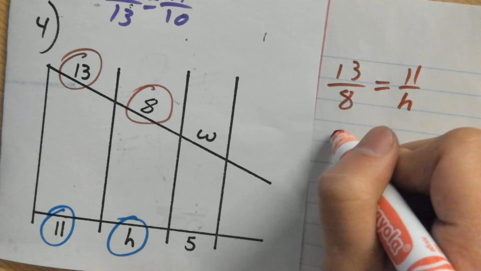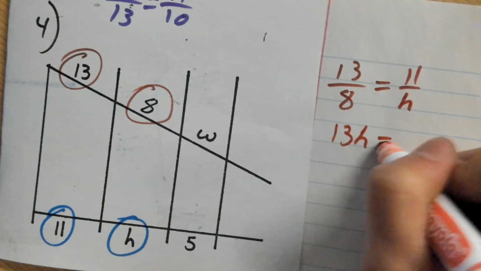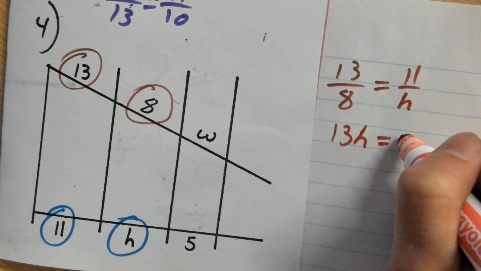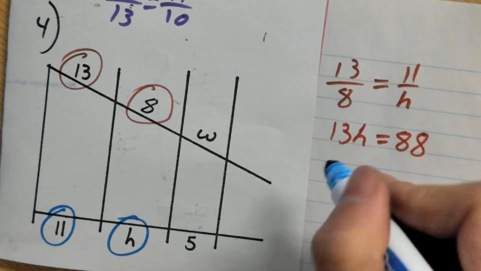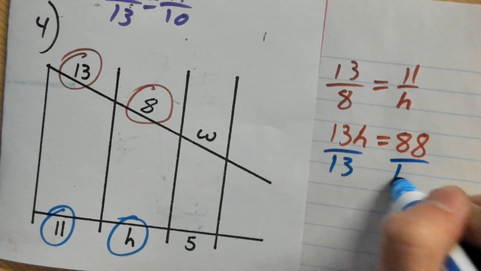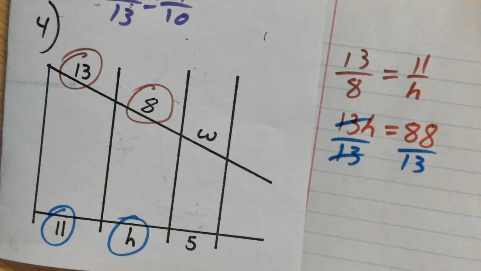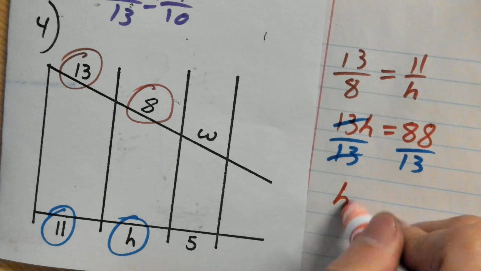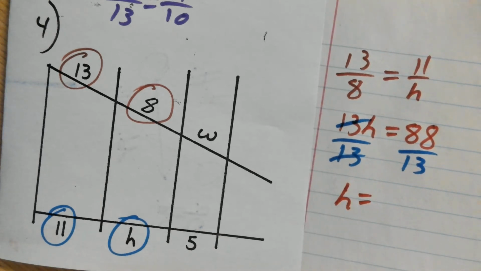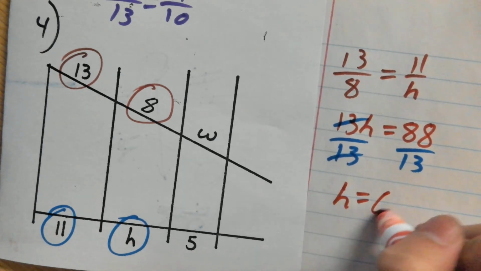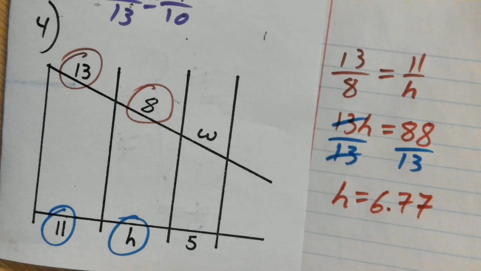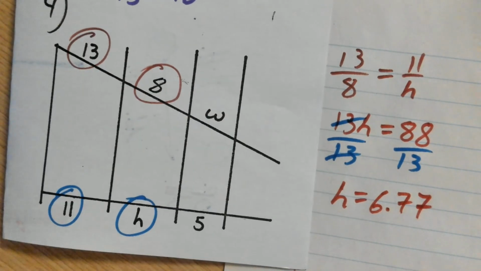Let's find the value of H. So cross multiply, I'm going to get 13H equals 8 times 11, that's going to give me 88. Let's leave H by itself, so let's divide both sides by 13. The 13's cancel out, so H equals 88 divided by 13, and that gives me 6.77. That's the value of H. So H is 6.77.